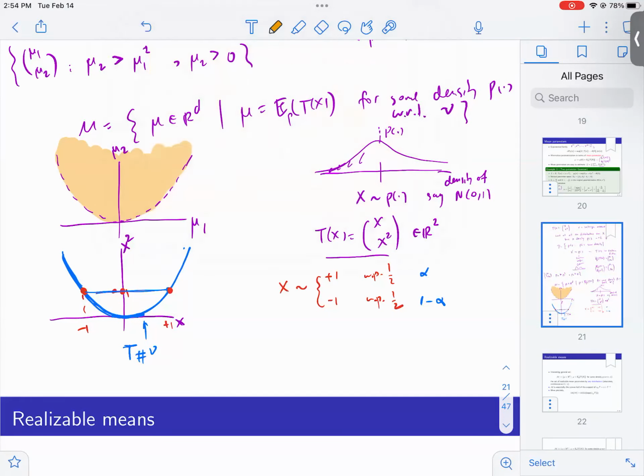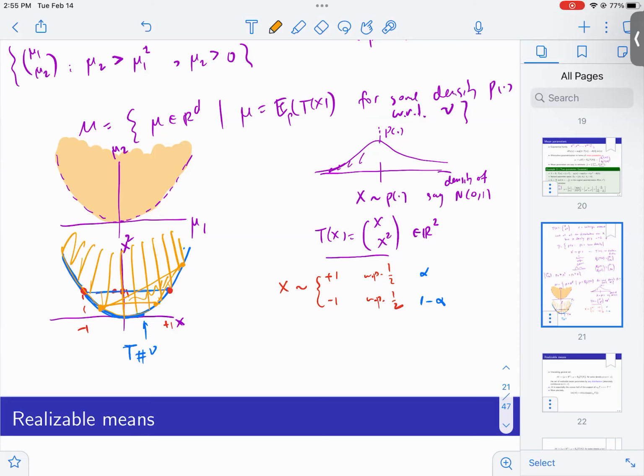And if you argue like this, if I put 3-point mass, like X takes three values, I can realize anything in the convex hull of these. And arguing this way with n-point mass, I can realize everything. So if you think about it a bit, you realize that the set of means that I can realize is really the convex hull of the support of this measure. Okay. So that's the geometric picture.